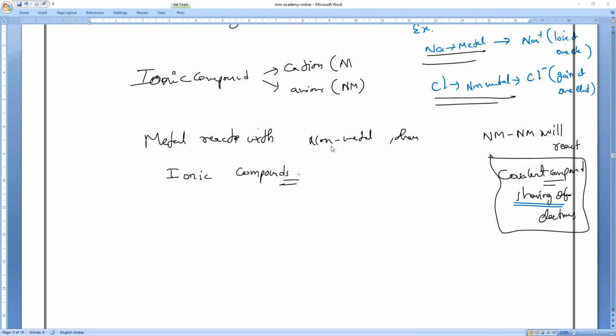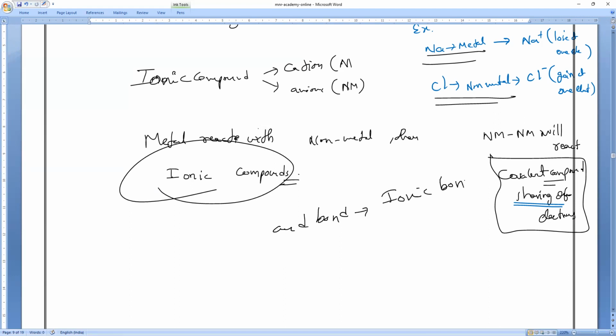So, by gain of electrons or loss of electrons, you can see ions are formed. The compounds formed by these ions, what do we call them? Ionic compounds, and the bond present between them is called an ionic bond. What is the bond name? Ionic bond. Clear? That is what you have to remember.